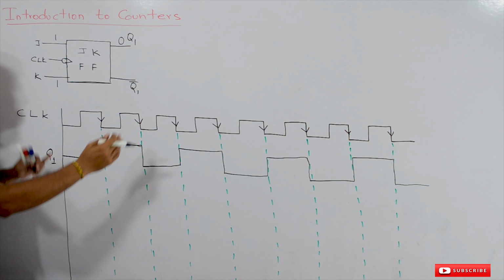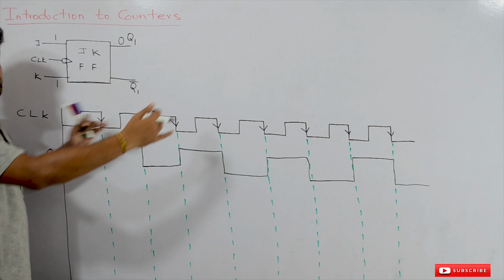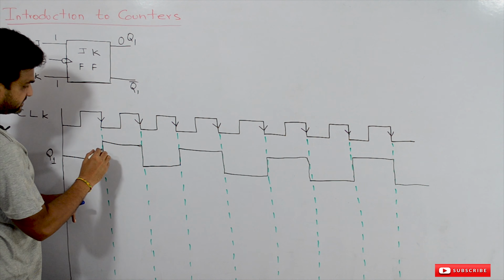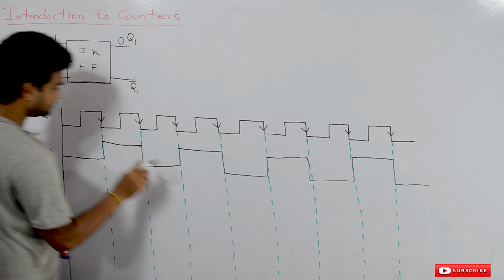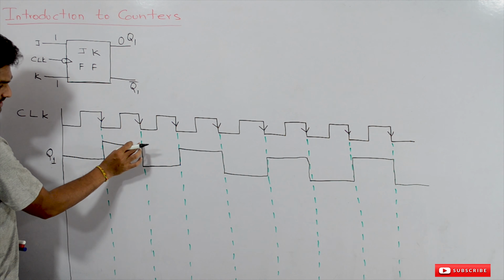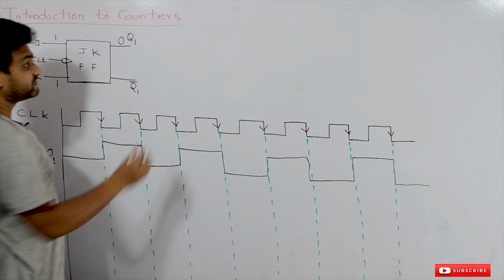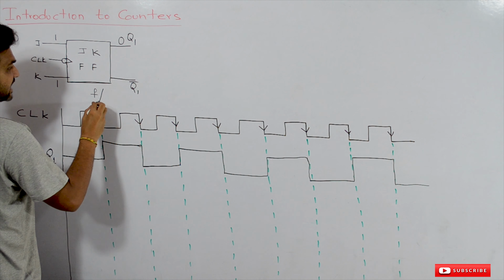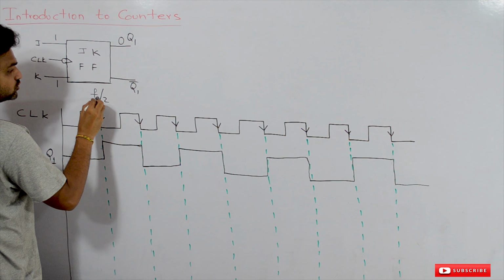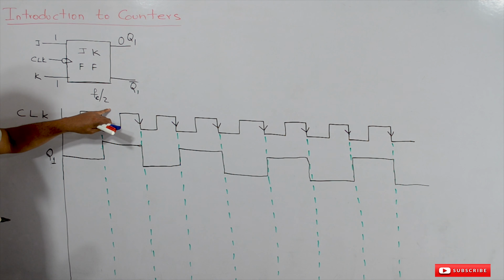Now, those 8 cycles have been reduced to how many clock cycles? See here, this is 1 2 3 4. So sorry, this is 1 to 8, and here 1 2 3 4. So the frequency of the clock has been divided by 2.